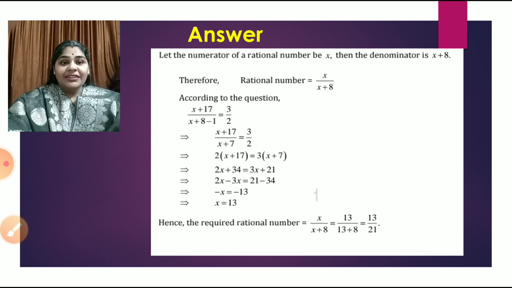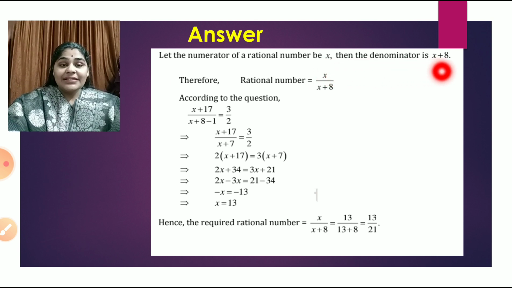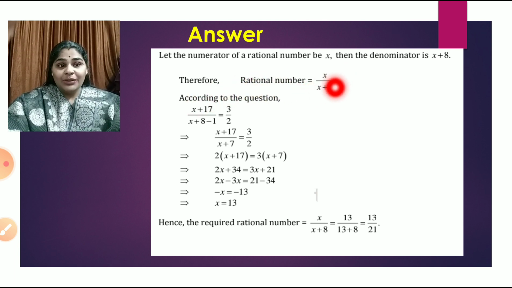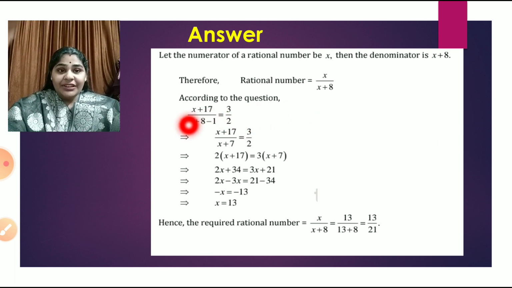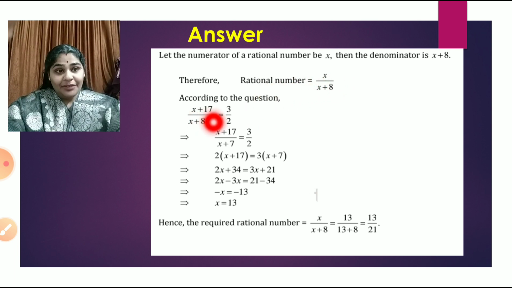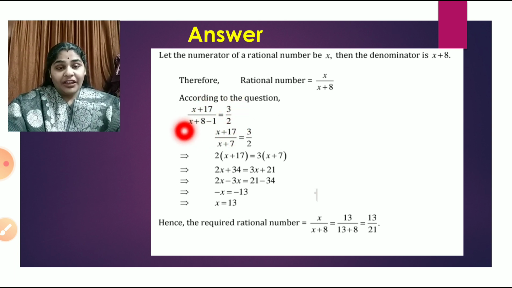Here you can see, let the numerator of the rational number be x as we have discussed earlier. Then the denominator is x plus 8. Rational number is equal to x upon x plus 8. According to the question, now we are adding 17 in the numerator, becomes x plus 17, and in the denominator we are subtracting 1, so it becomes x plus 8 minus 1. So this is equal to 3 upon 2. So this is how we have formed our equation.